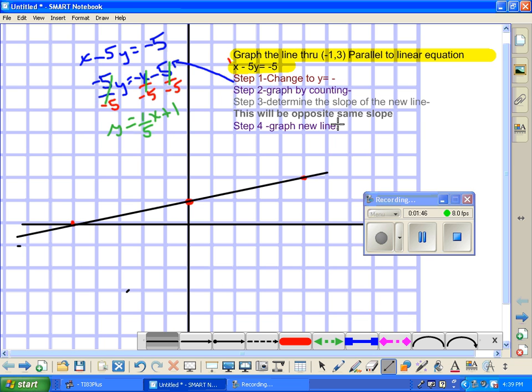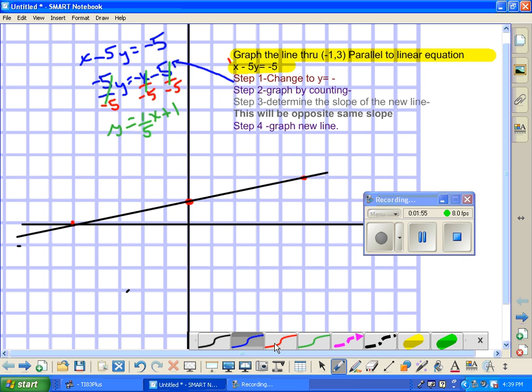So what we need to do is to find the point negative 1, 3. So we go over, negative 1 is the x, and up 1, 2, 3. Okay, so we graph that point. Now we want to graph another line that will be parallel to this line. That means that they will not intersect, but it will be exactly a parallel line.